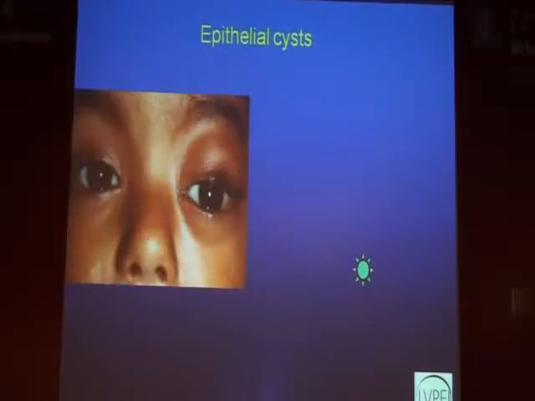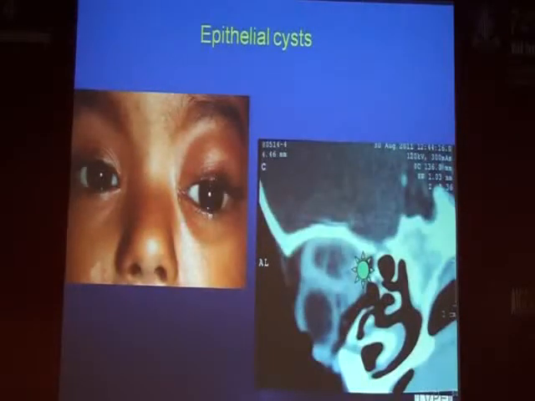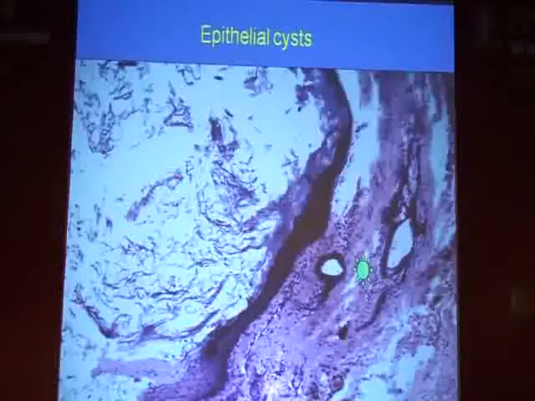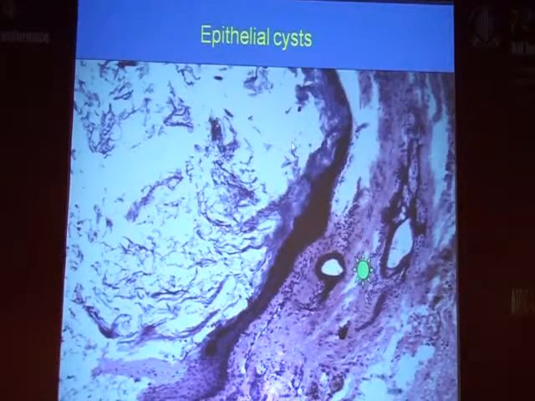Coming to the epithelial cysts, the most common epithelial cyst is the dermoid cyst, and this cyst is formed by just entrapment of the epithelial tissue during embryogenesis. And this is a CT picture, and what we see on microscopy is a keratinizing stratified squamous epithelial lined cyst, lumen filled with the keratinous material.